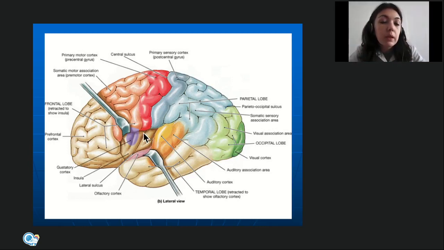Okay, so two of the most important projectional centers are located in the precentral gyrus, which is located in front of the central sulcus and belongs to the frontal lobe, and the postcentral gyrus. Sorry.